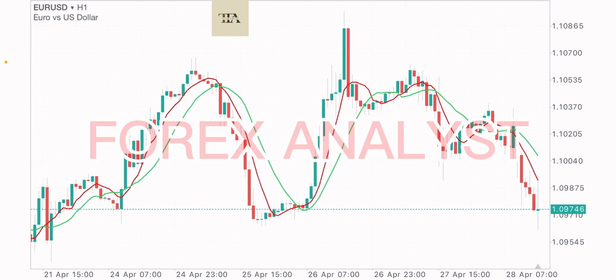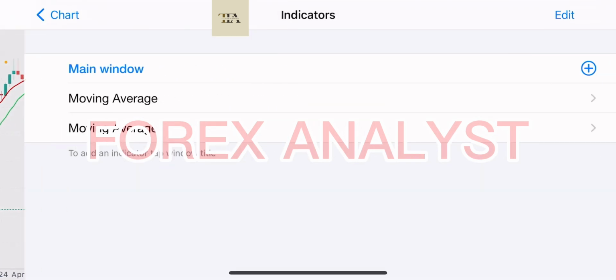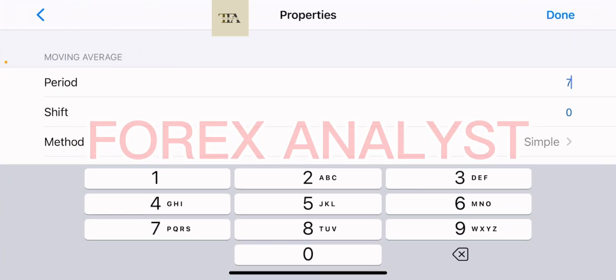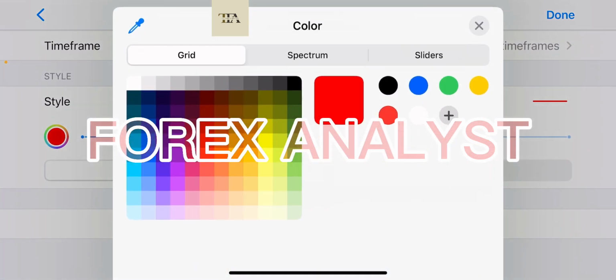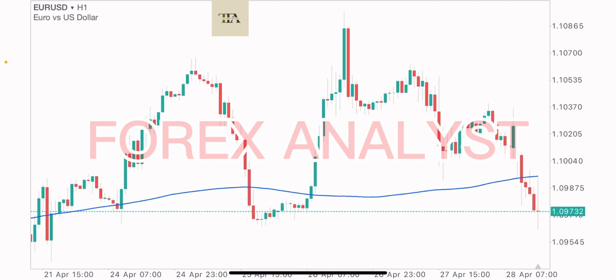So let's start with 200 moving average. Let me delete this 7 and 14 moving average on this chart. So swipe left, delete, or just edit it to 200. Change the color to probably blue, and that's it. That's 200 moving average on our chart.